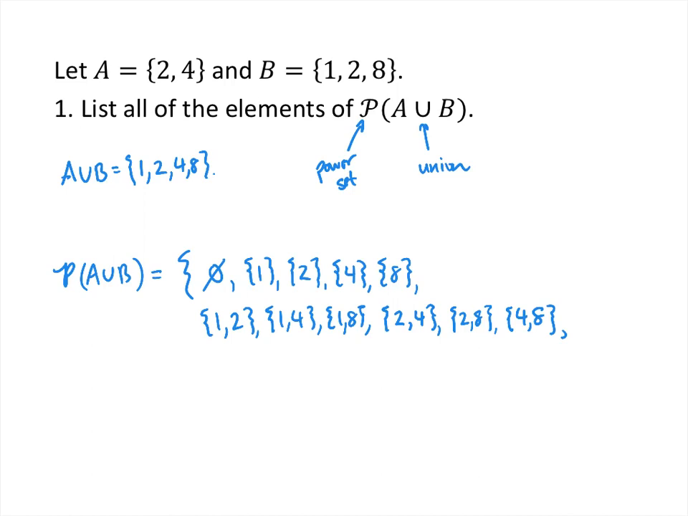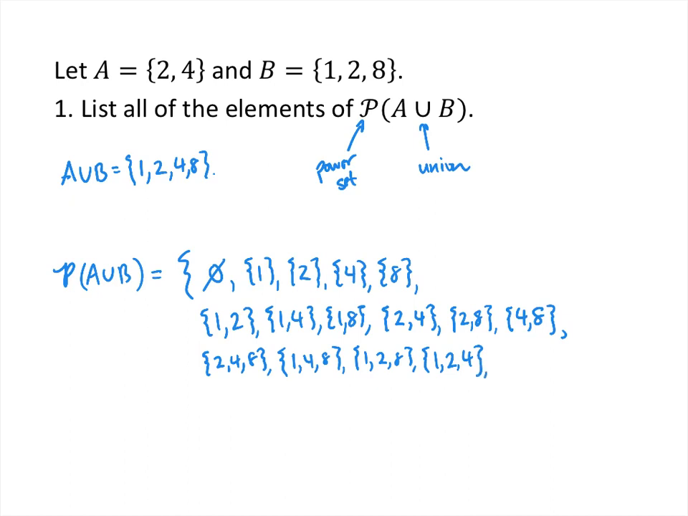Subsets with 3 elements, well, think of this as which element is missing, because we have 4 elements total, so a subset with 3 elements is going to be missing one of the elements. So a subset that's missing 1 would be 2, 4, and 8. A subset that's missing 2 would be 1, 4, and 8. A subset that's missing 4 would be 1, 2, and 8. And a subset that's missing 8 would be 1, 2, and 4.